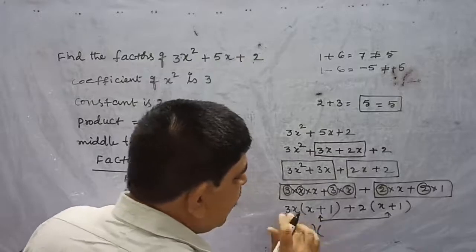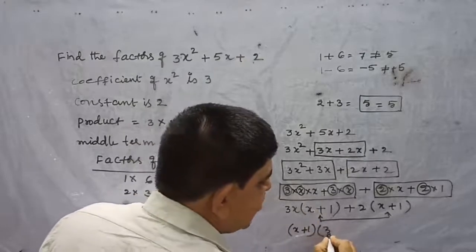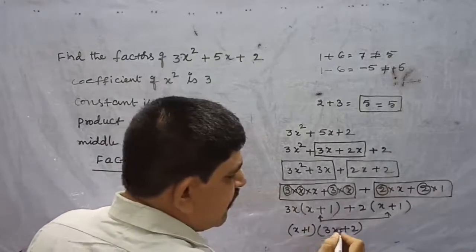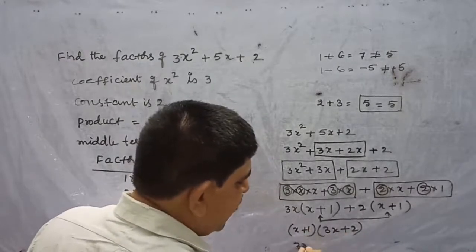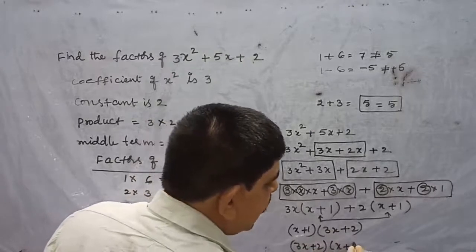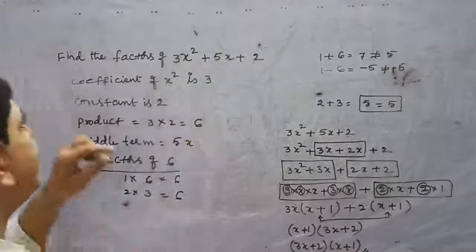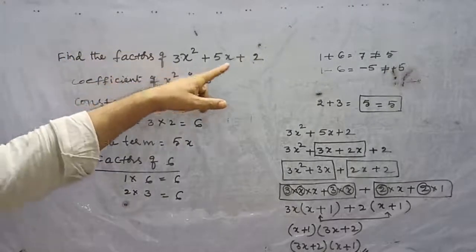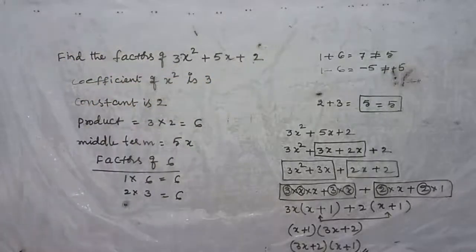Next, the first remainder is 3x and the second remainder is plus 2. So x plus 1 into 3x plus 2, or 3x plus 2 into x plus 1. These are the factors of the given quadratic polynomial 3x square plus 5x plus 2. Okay, understood children? Thank you.